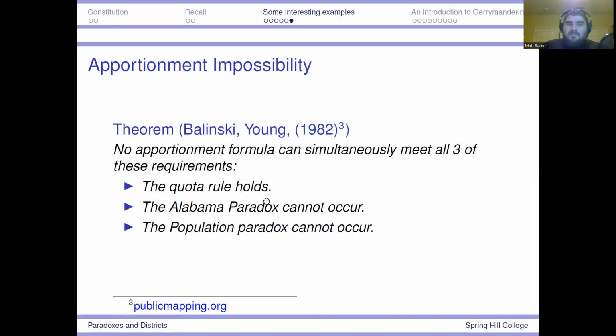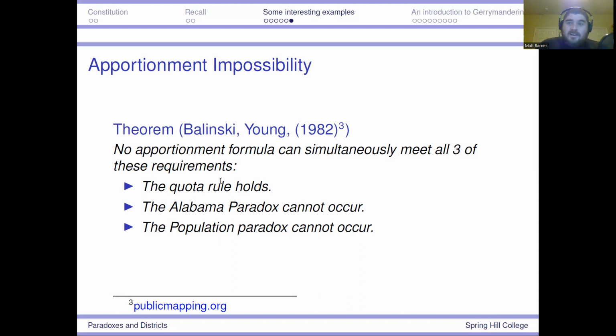Now, we've already seen with the Hamilton method, we can hold the quota rule, but these two are going to fail. But here's the problem. Even if we go with something else, so one of the other four methods we covered, we can't get all three of these things, right? We cannot simultaneously meet all three of these requirements.